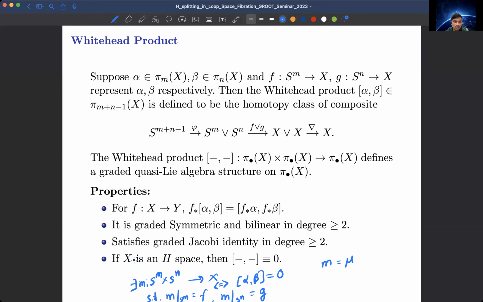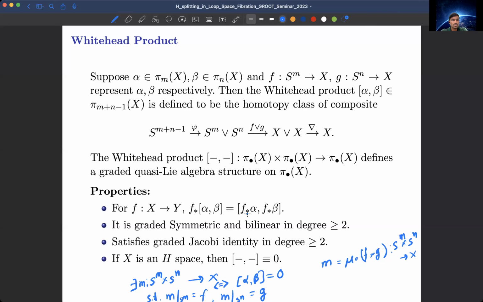Okay, so for H spaces, we actually can define this M to be just the concatenation. Suppose mu is the H space structure of that space X. Then I can take mu composed with F cross G, which actually defines a map from S^m cross S^n to X. If I restrict to any of these coordinates, on this coordinate, if I put the base point, then by the H space structure, mu composed with F cross the base point will give me F, and if I put the base point in the place of F, then that will give me G. So from there we have that whenever we have an H space, the Whitehead product vanishes identically.